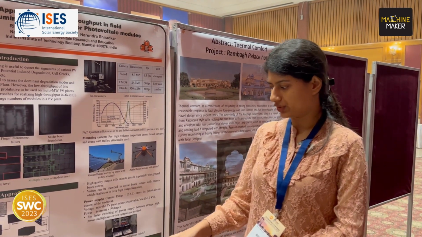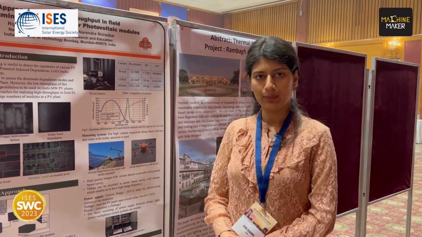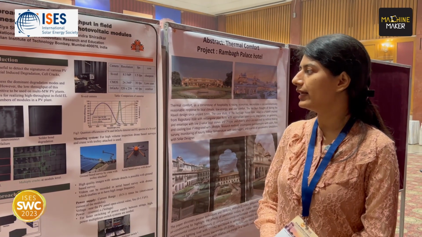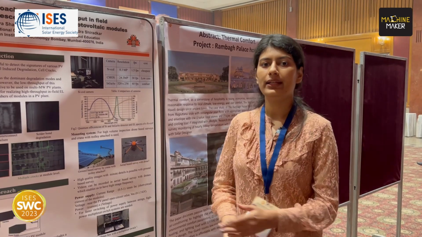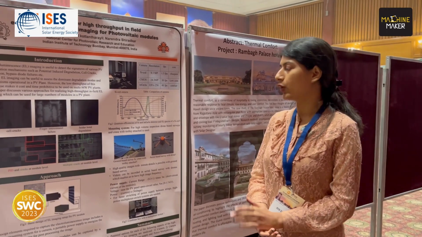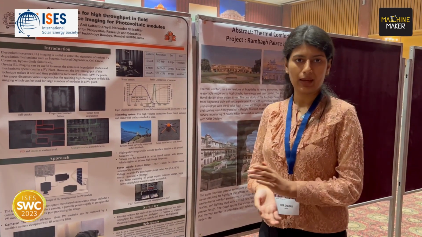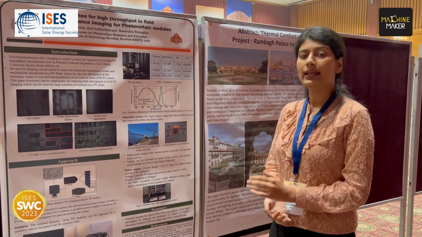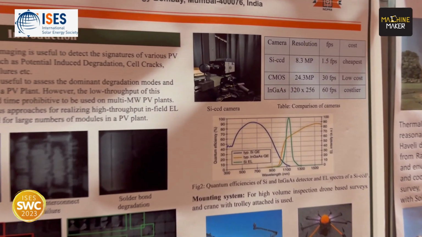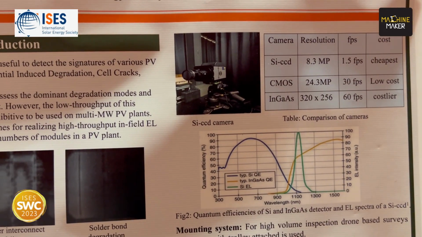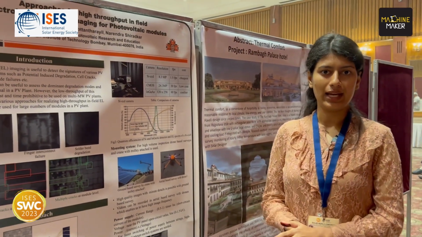In the camera section, three types of camera have been compared. The first one is the InGaAs camera, the CMOS camera, and the last is the silicon CCD camera. From the cost perspective, it has been found that the InGaAs camera is far costlier than the silicon CCD camera or the CMOS camera. Both of these cameras have their own pros and cons. Like the InGaAs camera offers a higher sensitivity in the near infrared region, whereas the silicon CCD has less sensitivity in the near infrared region. So depending upon the defects that need to be analyzed, we can select the type of camera.